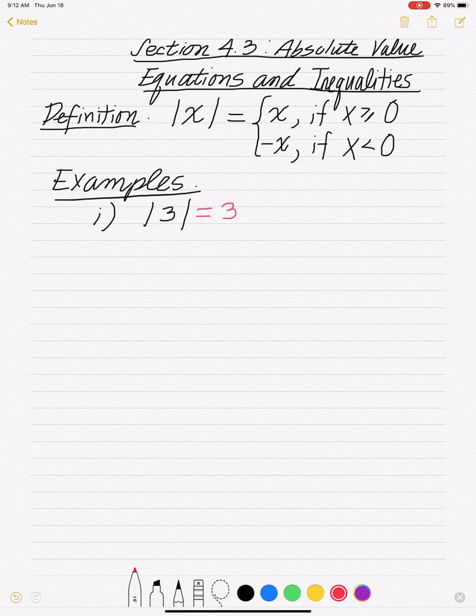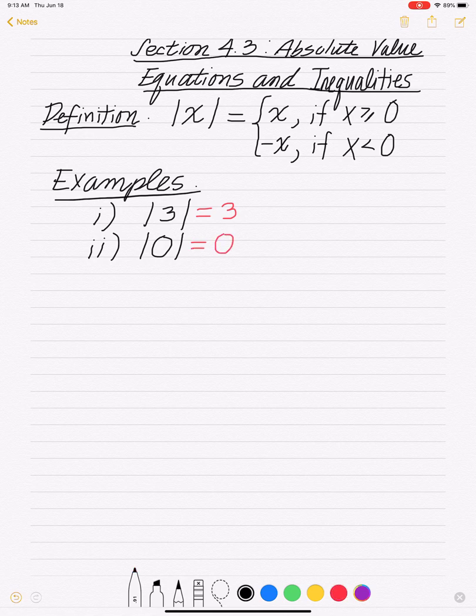All right, number 2. We want to do the absolute value of 0. Well, according to our definition, 0 is not negative, right? 0 is not negative, or greater than or equal to 0. So it just stays itself, 0.